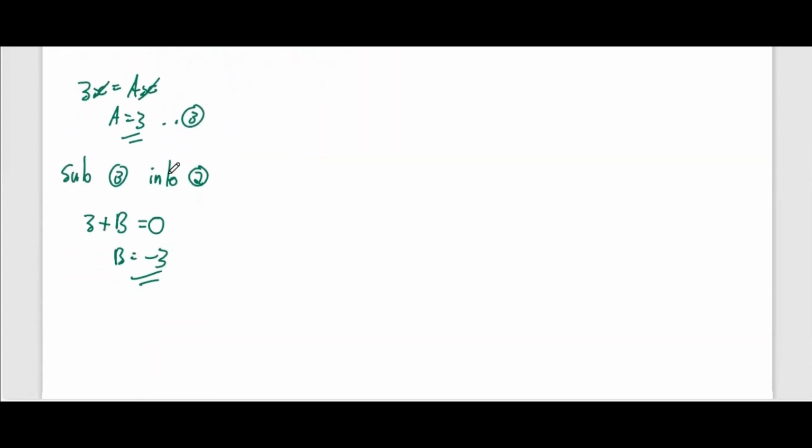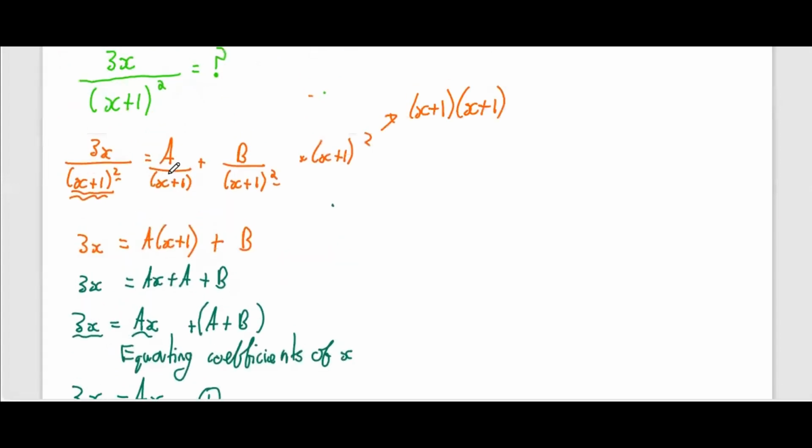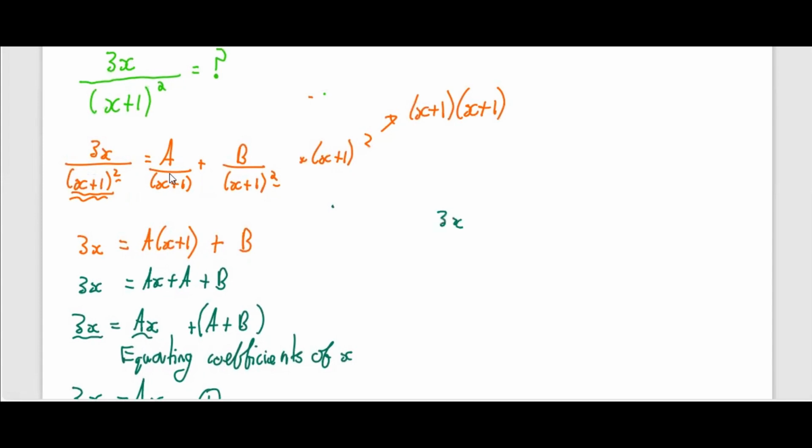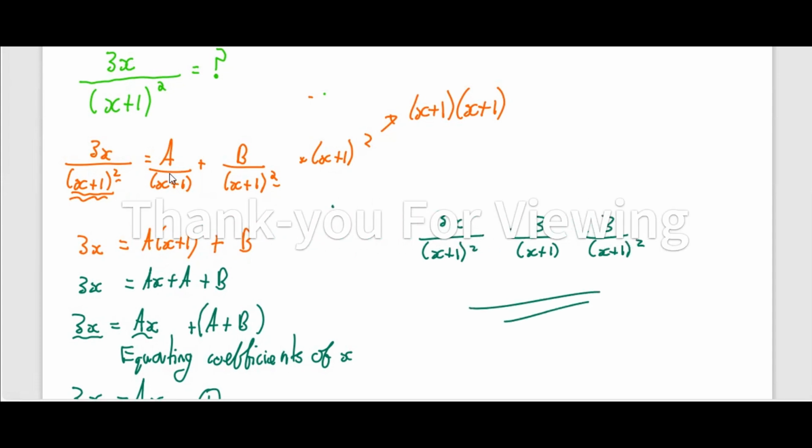All right, so the last step, let's write it back into the form. So I'll just do it here. So 3x on x plus 1 squared. I think a was 3, so it'd be 3 on x plus 1, and it'll be minus 3 on x plus 1 squared. That's it. All right, so that's it. You see it.